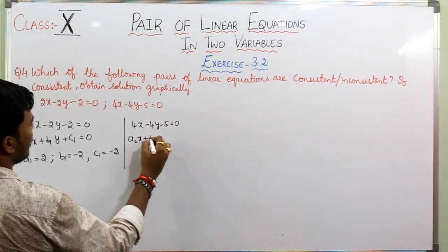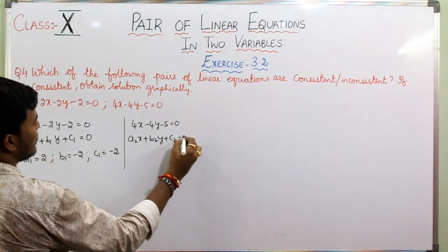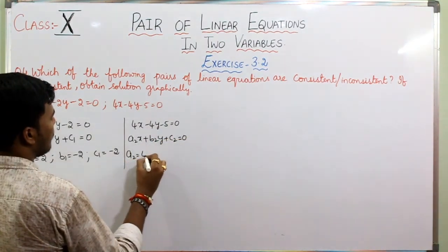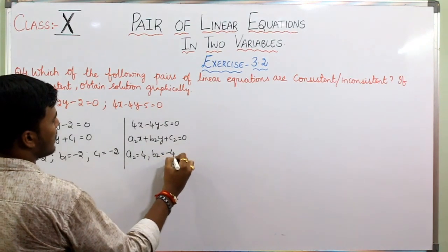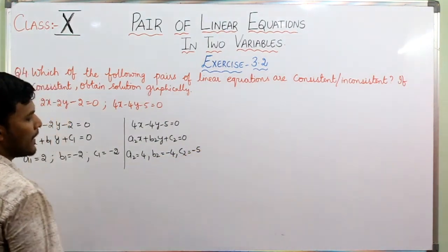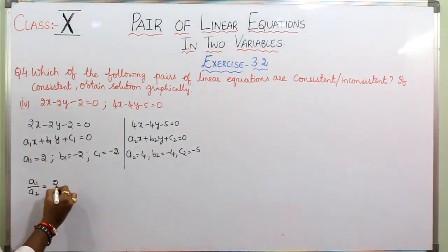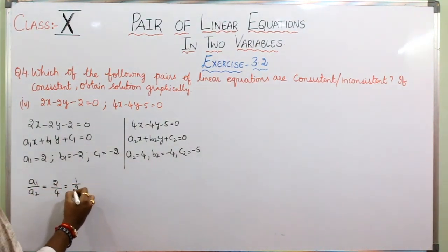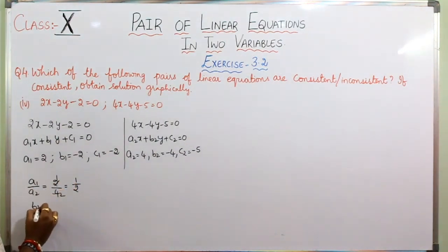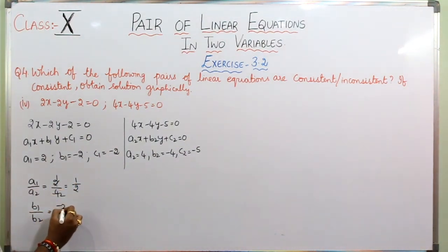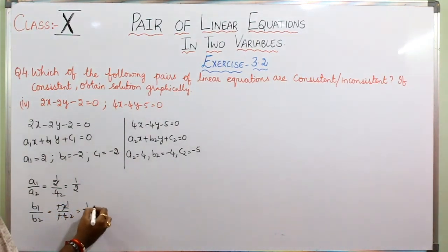Now consider the second equation, that is 4x minus 4y minus 5 is equal to 0. Compare it with a2x plus b2y plus c2 is equal to 0. Then you will get a2 is equal to 4, b2 is equal to minus 4 and c2 is equal to minus 5. Now let us find a1 by a2, which is equal to 2 by 4. That will give you 1 by 2. b1 by b2 is minus 2 by minus 4, minus minus cancel, again 1 by 2. And the third one, c1 by c2, is equal to minus 2 by minus 5. Minus minus cancel, you are left with 2 by 5.